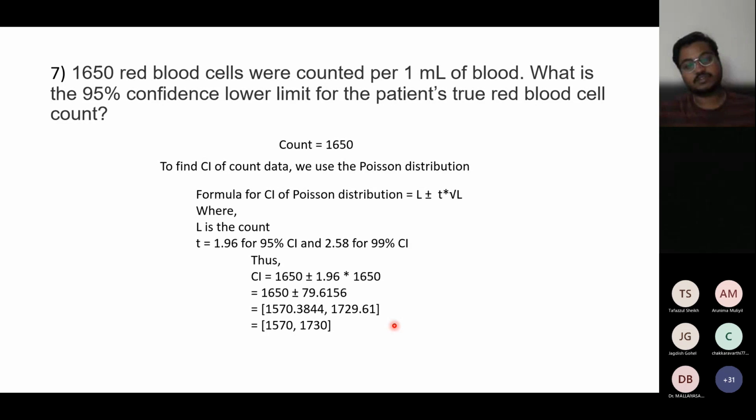So what a confidence interval basically tells us is, we have one count for the red blood cell of this person. So let's say we were to take 100 measurements of the red blood cell count of this person. 95% of the times we'll get a value which is between 1570 and 1730 on an average. Is this clear? Is this clear to everyone? Yes, clear.